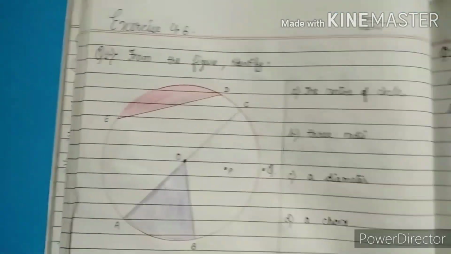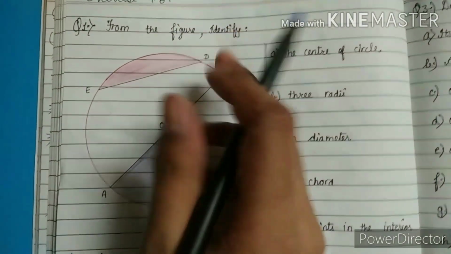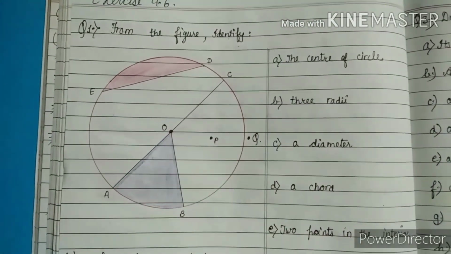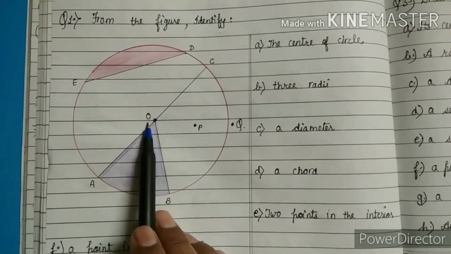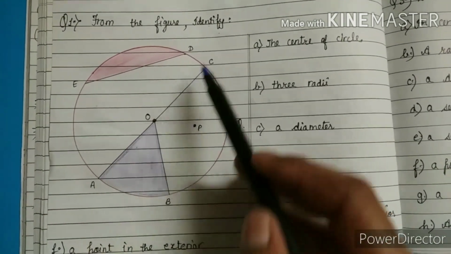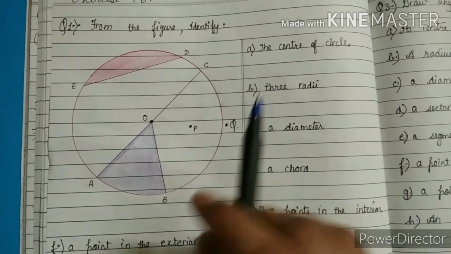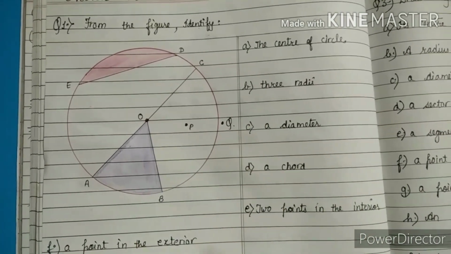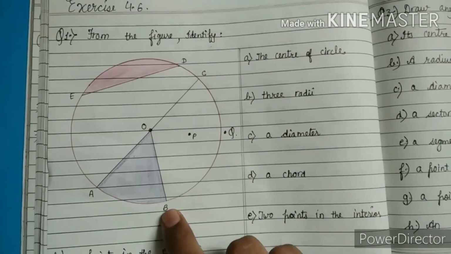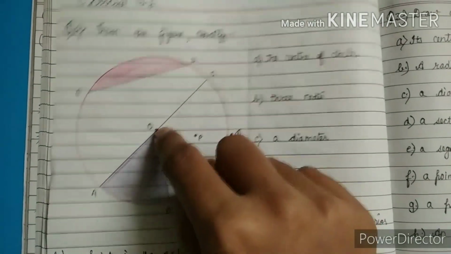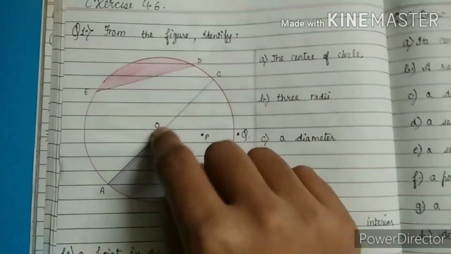So here is exercise 4.6. First question, from the figure identify. So firstly we have to see the figure and give the answers. In the figure the center point name is O, the diameter name is AC. How many radii can we see? We can see 3 radii. How? Because we know when the center point connects to a point on the boundary, so 1, 2, 3. We have 3 radii, that are OA, OB, OC.